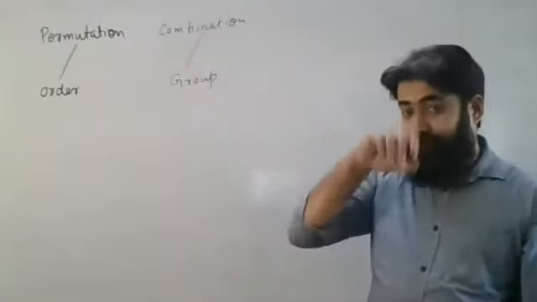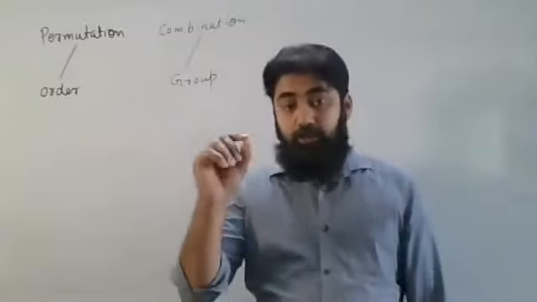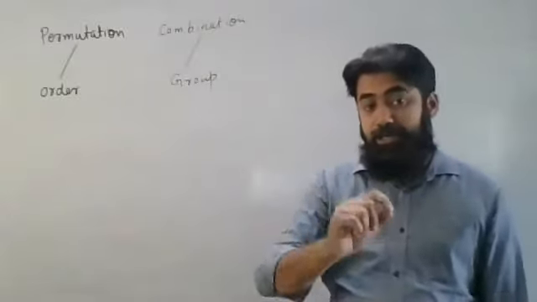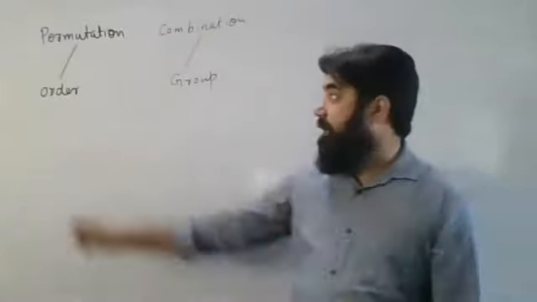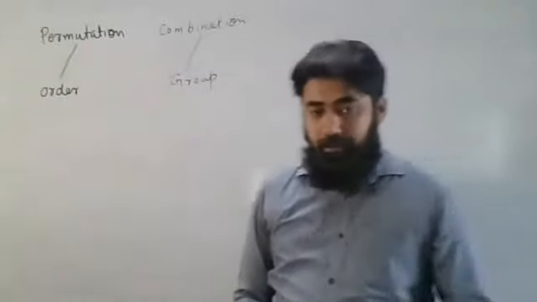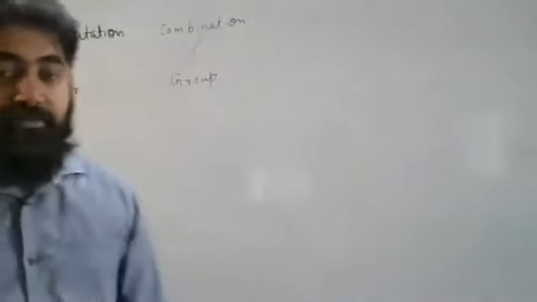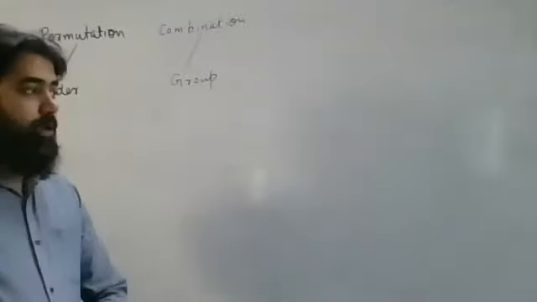So when you are selecting anything without marking position, you are talking about combination. And when you are selecting things and their positions are important, you are selecting them position-wise, then you are talking about permutation. This is the difference between permutation and combination.